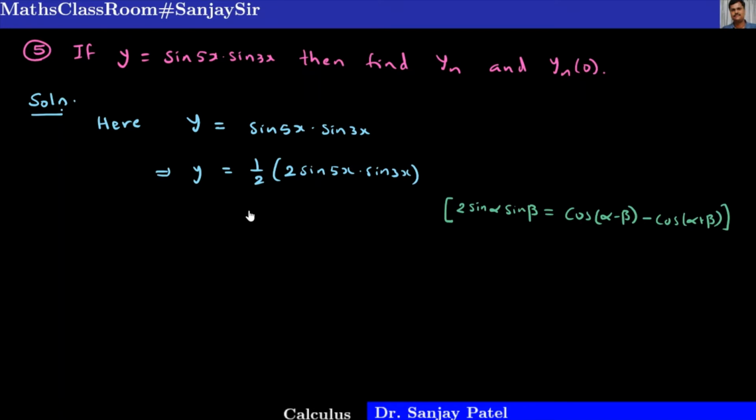So applying that, here alpha is equal to 5x and beta is equal to 3x. This gives us y is equal to 1 by 2 as it is, into 2 sine alpha sine beta, which gives us cos of 5x minus 3x, so cos 2x, minus cos of 5x plus 3x, that is cos of 8x, just using this formula. Now this is in the standard form. This is cos(ax plus b) form, and this is also cos(ax plus b) form.